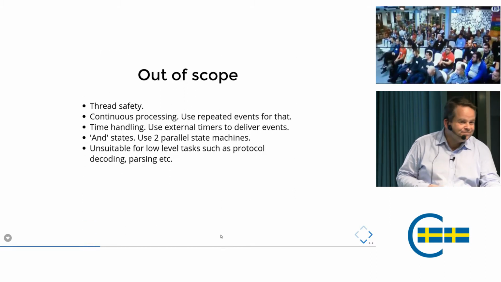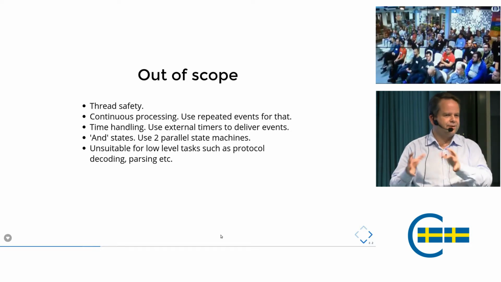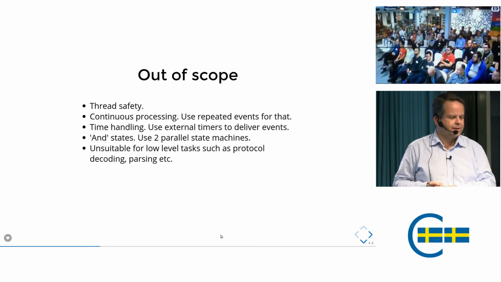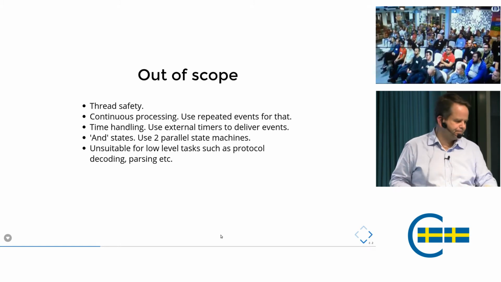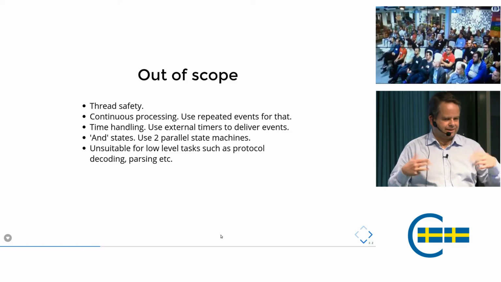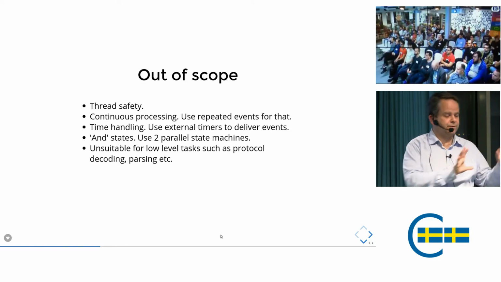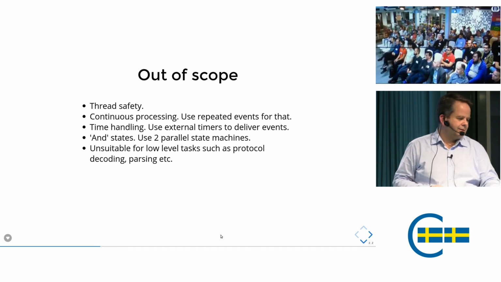So what's not in scope? Thread safety. You can put a thread-safe queue on it, and that should more or less take care of that. There are some common data structures inside, but they are const, so that should be fine. Continuous processing is also out of scope, just insert events to do that. Time handling and AND-states: if you know UML, you can have AND-states, where several states are active at the same time. That's also left outside, so just do two of them. And yeah, that's more or less out of scope for this.